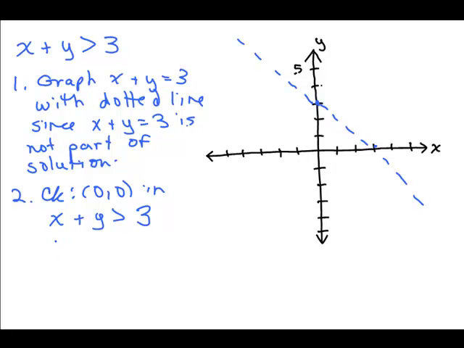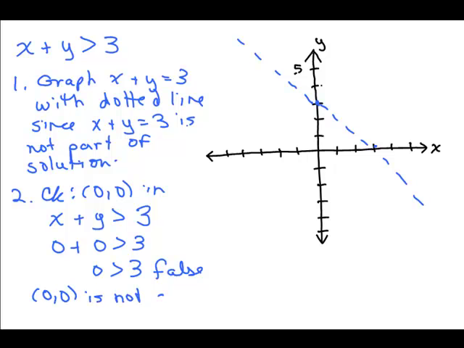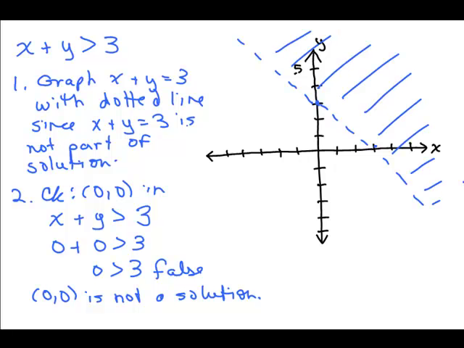So I'm going to put in 0 for x and 0 for y. And that says that 0 is greater than 3. True or false? False. So 0, 0 is not a solution. So I do not want to shade that part that goes through 0, 0. So I've got to shade the other side. So I shade this side, and there we have our solution.